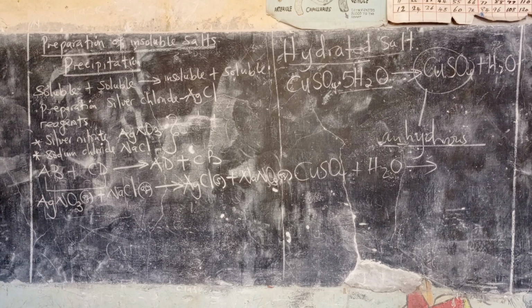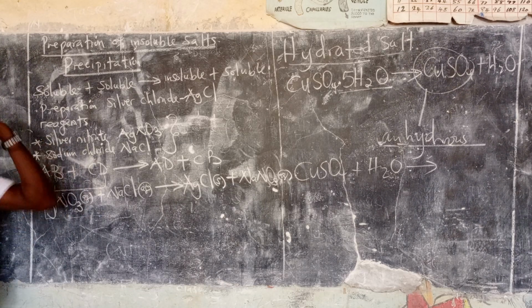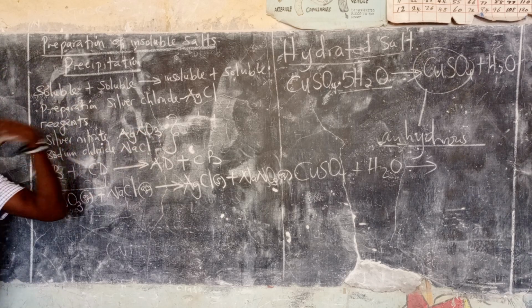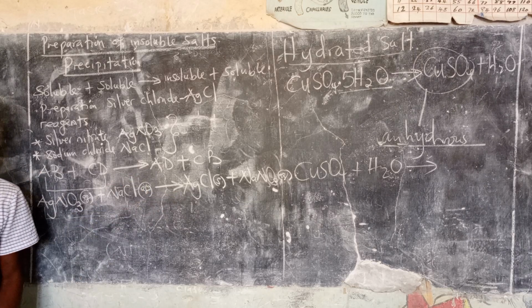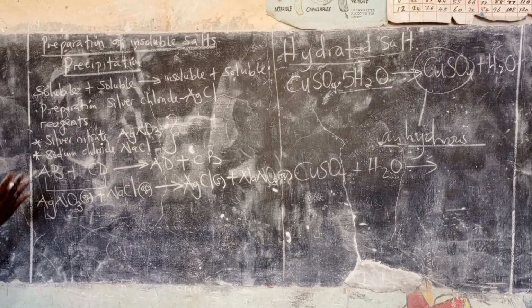By example, they'll tell you to say silver chloride is an insoluble solid prepared in the laboratory by precipitation. Can you mention two reagents that can be used to prepare silver chloride? You should identify them. That's why you're supposed to know the solubles and insolubles by heart.